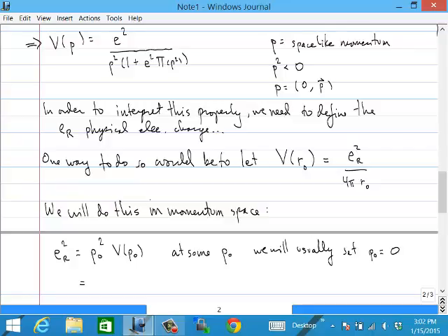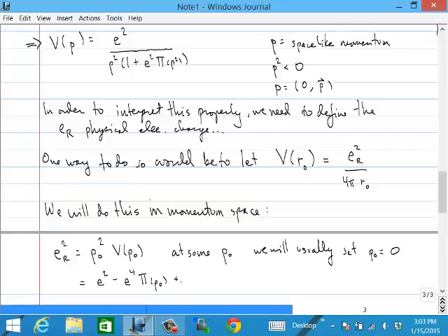Okay? So I'll expand out that denominator, the 1 over 1 plus e squared pi, and I'll write this as, so what is that? That's e squared minus e to the 4th times pi at p naught plus higher order terms. Just including only the first non-trivial correction, expanding out this denominator here.